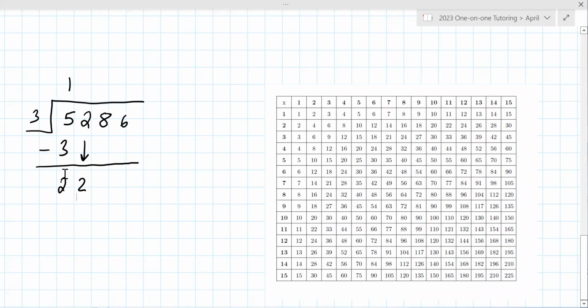Now it's how many times does 3 go into 22? 7 times. Yep. So the 7 goes up here. And then what 2 numbers do you multiply now? 7 and 3. You put the result underneath. That got me 1. And you bring down just one number.